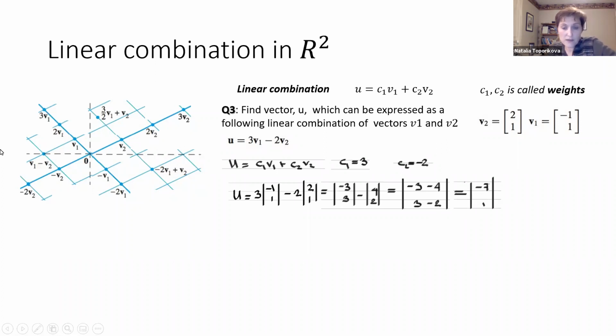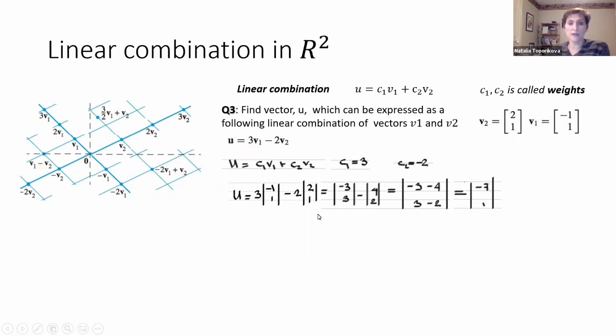But if you think about it, it totally makes sense. We're making 3 steps along V1 in the positive direction and 2 steps along V2 in the negative direction. So it will be right here at the edge. Unfortunately, we cannot see it.